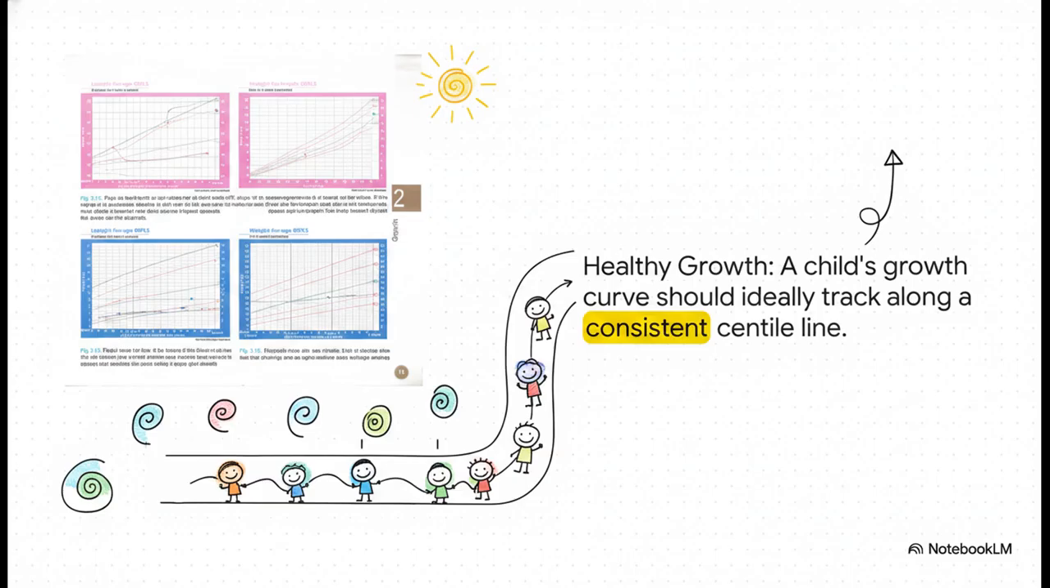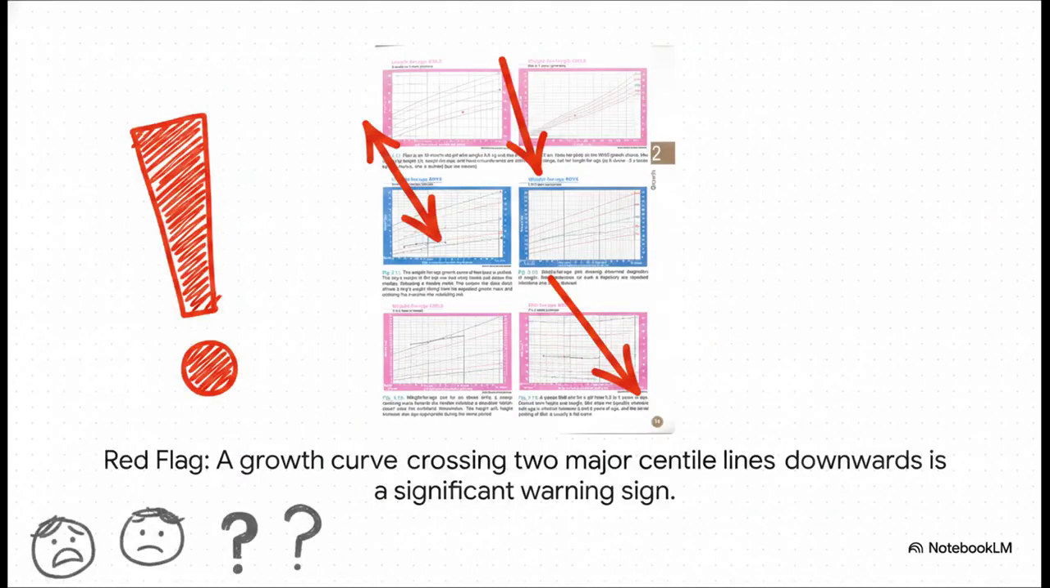This, on the other hand, is the single most important red flag you need to be looking for. When you see a child's growth curve start to flatten out, or even worse, cross 2 of these major centile lines heading downwards, that's a huge sign of growth faltering. This demands an immediate investigation. It's screaming at you that something is wrong.